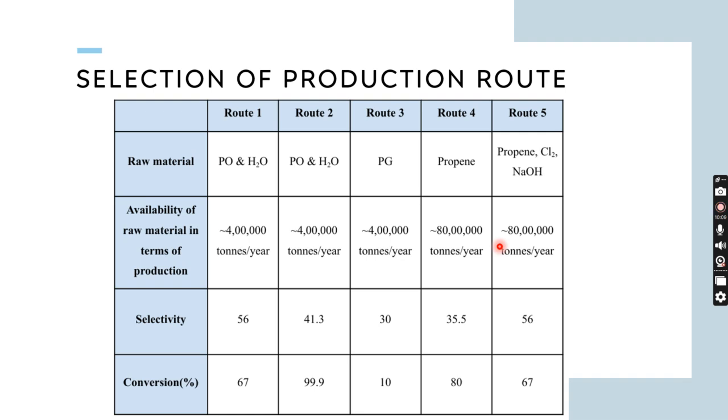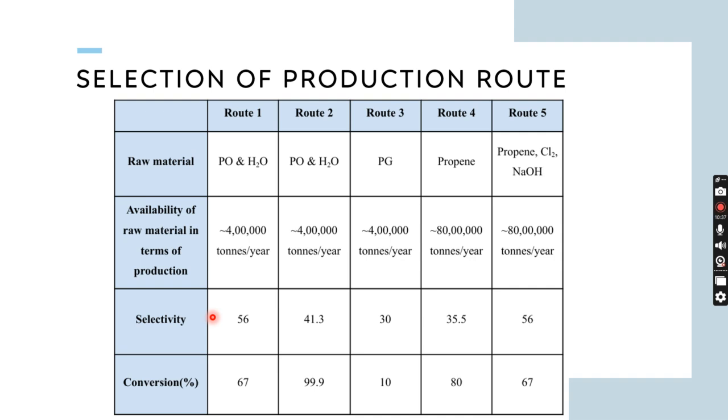But we can't say for certain, because it depends on how much raw material we require. That depends on our plant capacity, and that is decided by some other factor that we will discuss later during our project. So from this we just conclude that route 4 and route 5 have an upper hand over route 1, route 2 and route 3 in the availability of raw material.